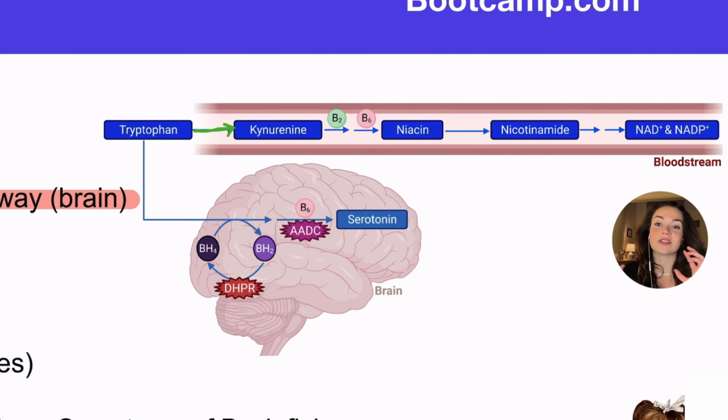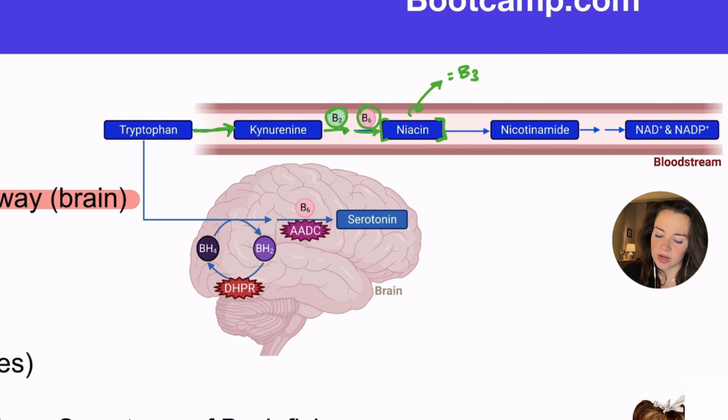For the niacin or the kynurenine breakdown pathway of tryptophan, we'll start by turning tryptophan into an intermediate called kynurenine, and then through a series of very complicated steps, which you don't really need to know the enzymes for, but you should know the cofactors B2 and B6, that kynurenine will turn into niacin. Remember, niacin is the same thing as vitamin B3. And so niacin, vitamin B3, is a very important intermediate in this pathway with some clinical implications that we'll talk about in a minute. But first, let's complete this pathway here.